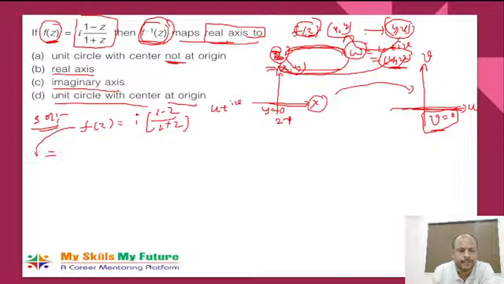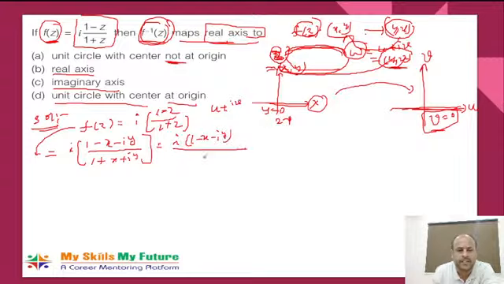So f of z is i into 1 minus z. 1 minus z is nothing but 1 minus x minus iy, when you multiply by minus. Divided by 1 plus z, which is nothing but 1 plus x plus iy. Observe here, the numerator is i into 1 minus x minus iy. In the denominator, 1 plus x is the real part, and I put in brackets plus iy.